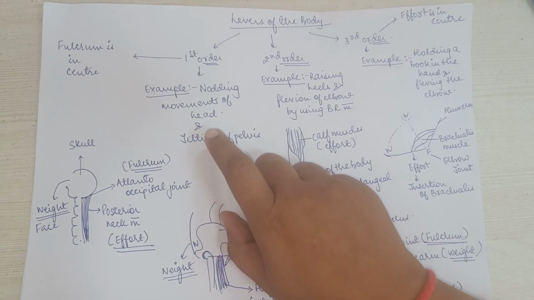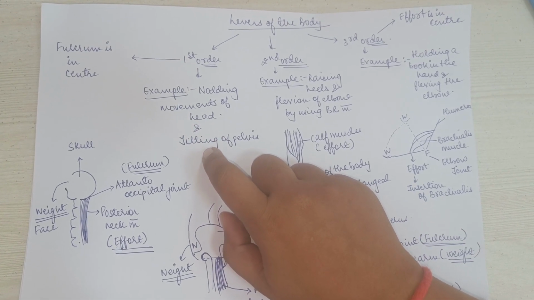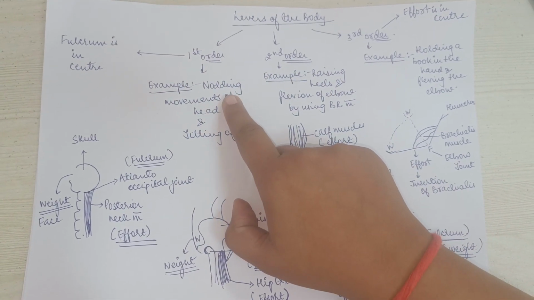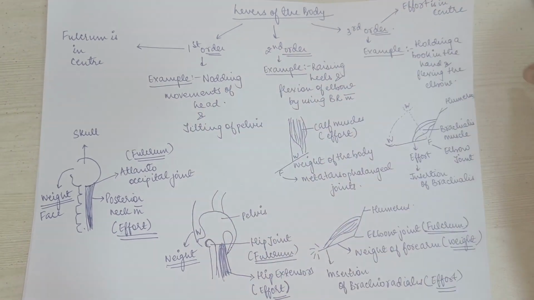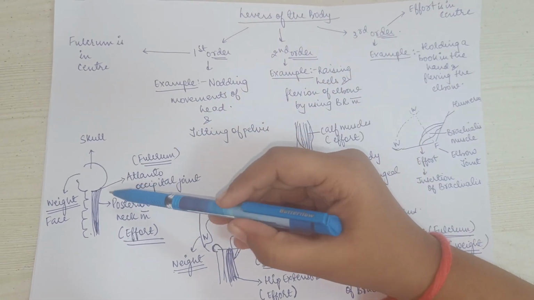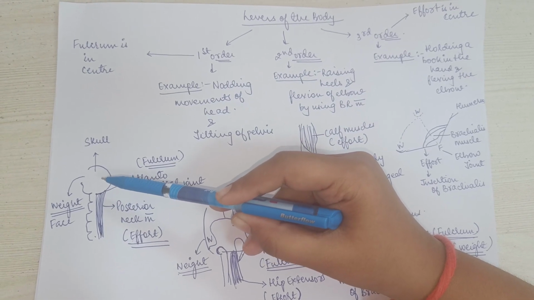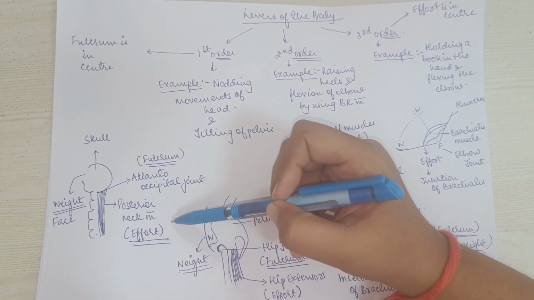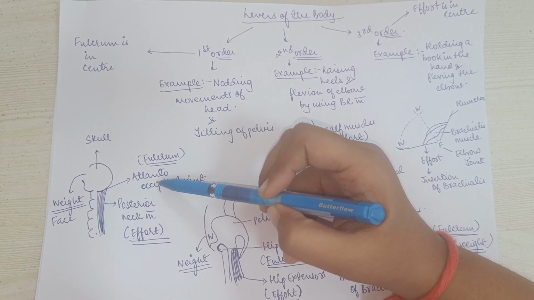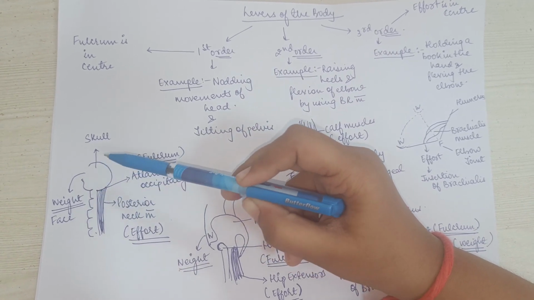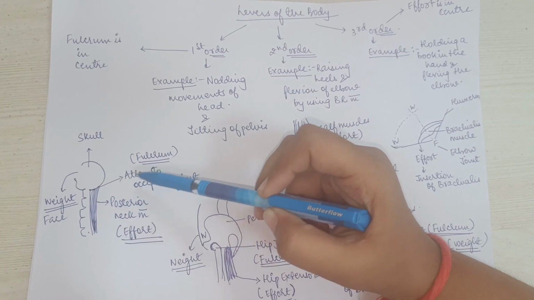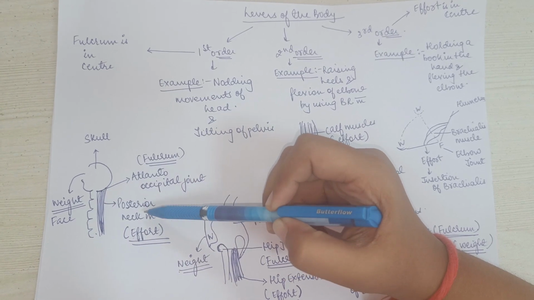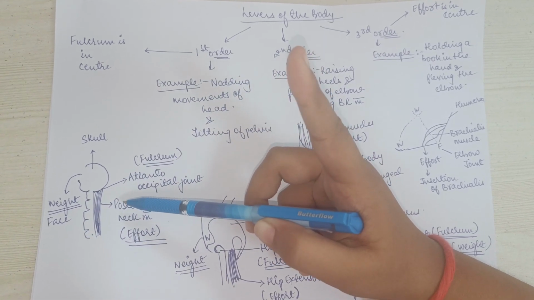See, in first order lever, the basic examples are nodding movements of the head and tilting of the pelvis. Whenever you say yes, what is that? That is the nodding movement. Now what happens is, in nodding movements of the head, for example, this is your skull. Whenever you perform the nodding movement, your posterior neck muscles will apply the effort. The fulcrum will be your atlanto-occipital joint and your weight would be the weight of your face. So as you see carefully, the fulcrum is coming in between the weight and effort, therefore it is said to be first order lever.